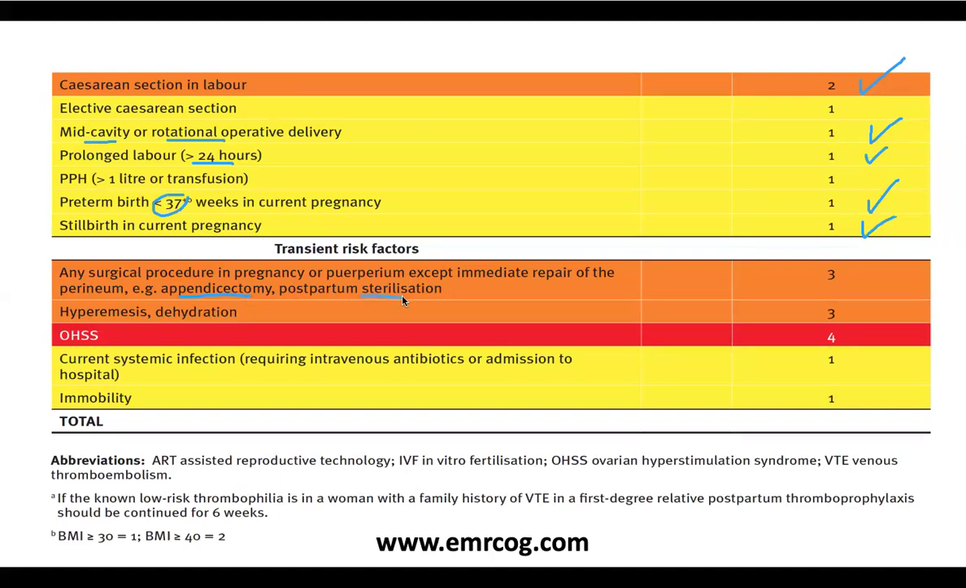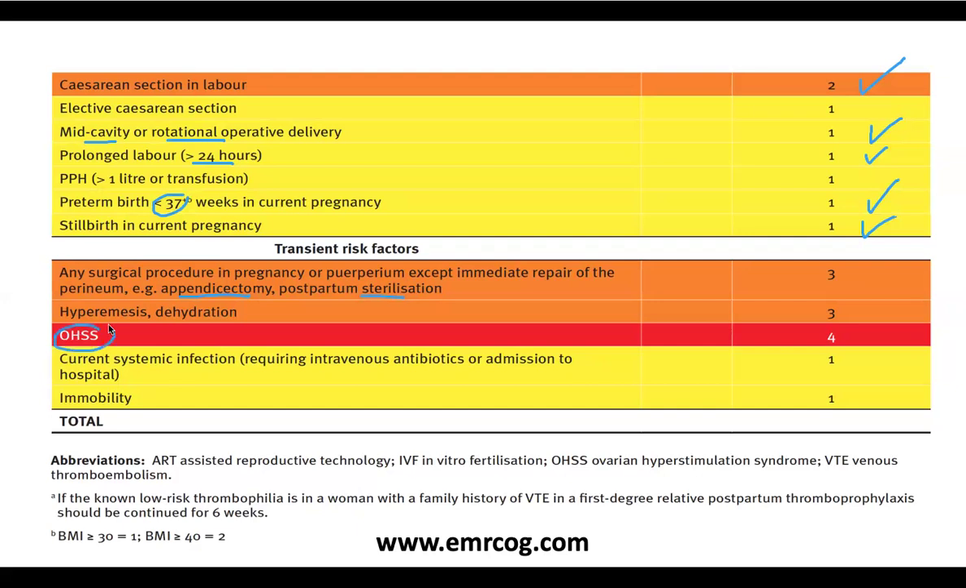Postpartum sterilization: let's say a woman came back for a postpartum sterilization. This is a readmission or a procedure apart from her delivery, right, within the 6 weeks postpartum. So that means she will also need cover as a temporary or transient risk factor during her admission. Hyperemesis and dehydration: of course, again, this is transient, okay, because dehydration and hyperemesis increase the risk of VTE.